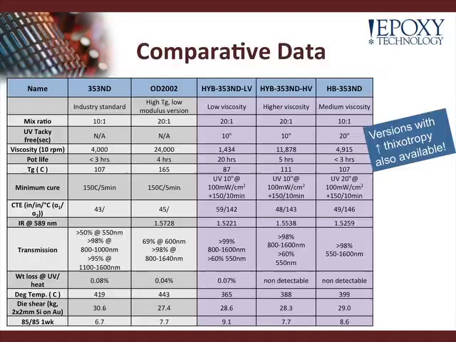did die shear afterwards. You could see the 353ND dropped to about 6.7, the OD2002, 7.7 kilograms, and the three hybrids all stayed above that, 9.1, 7.7, and 8.6 kilograms after 85-85, showing that these truly are comparable performance to the industry standard thermal cure systems like 353ND and OD2002.